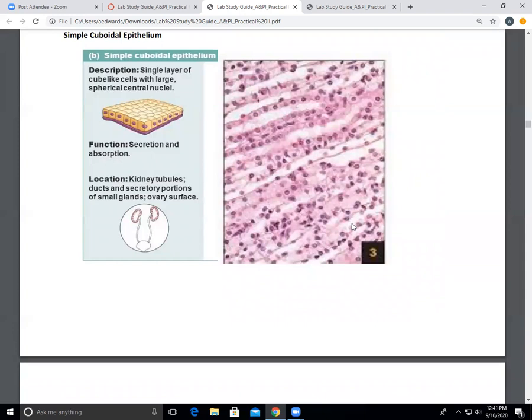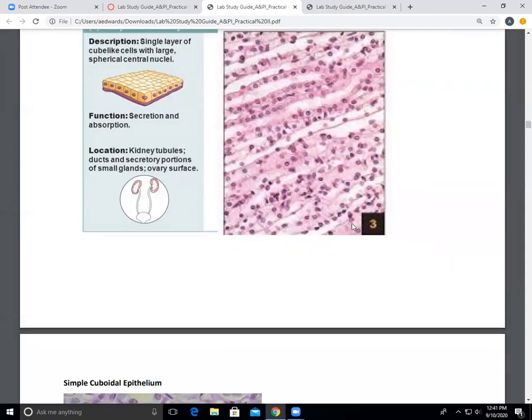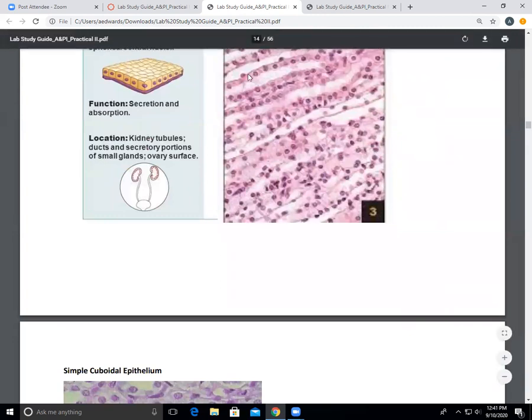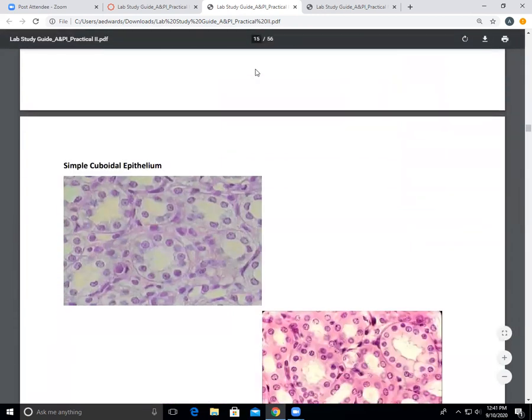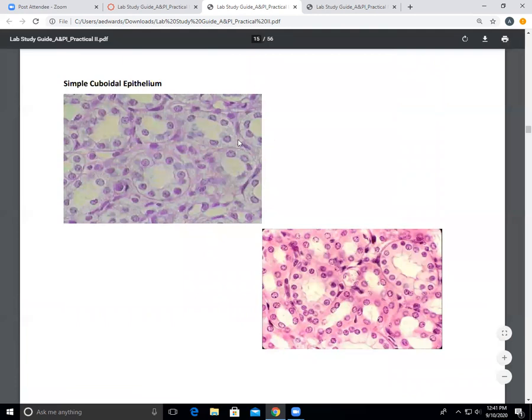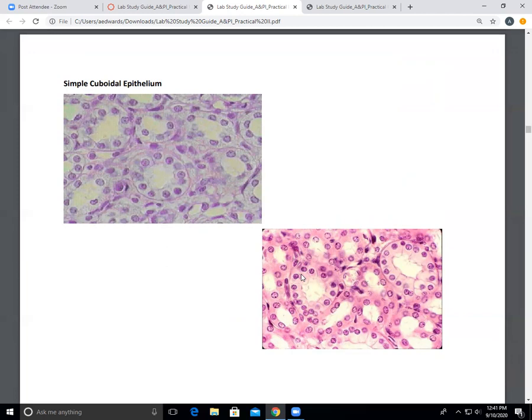All right, simple cuboidal. One layer of cube-like cells. They help with secretion and absorption. See these in the kidney tubules, in some glands, and on the surface of the ovaries. So you can see here, you have one layer of cuboidal shaped cells. Here's another view. You have these circles, but it's just one cell layer thick and they're cube shaped. You see that here as well, one layer, cube shaped cells.